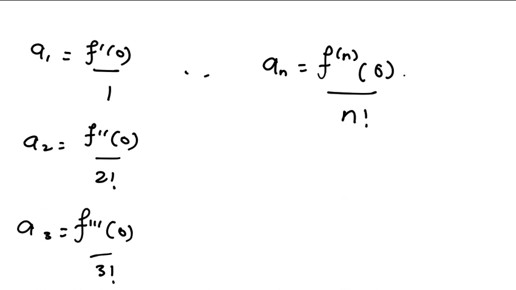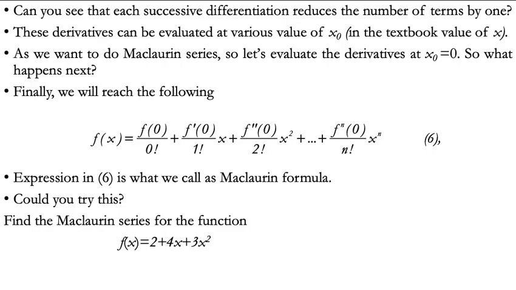Okay, so what we have done here is that all of this derivative, we have done this because we want to do Maclaurin series here. We have evaluated the derivatives at x naught equal to 0, yeah. So what happens next here?